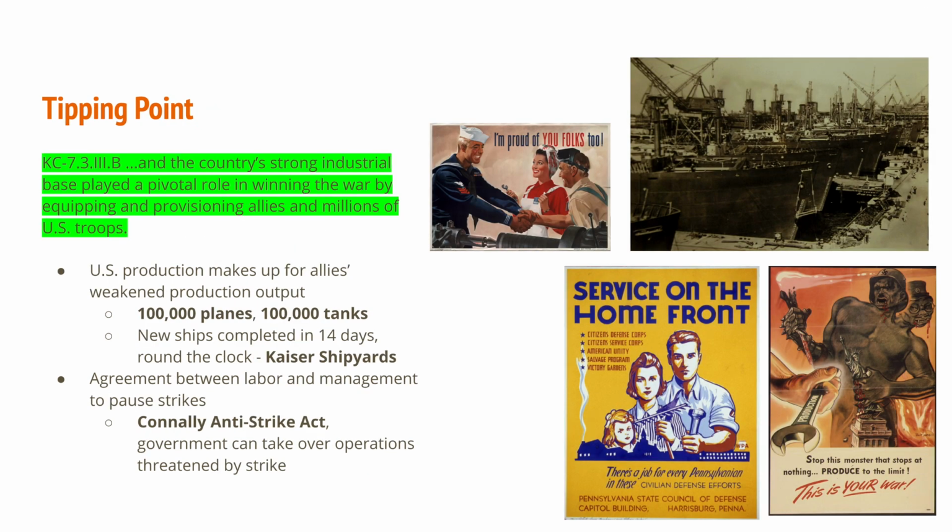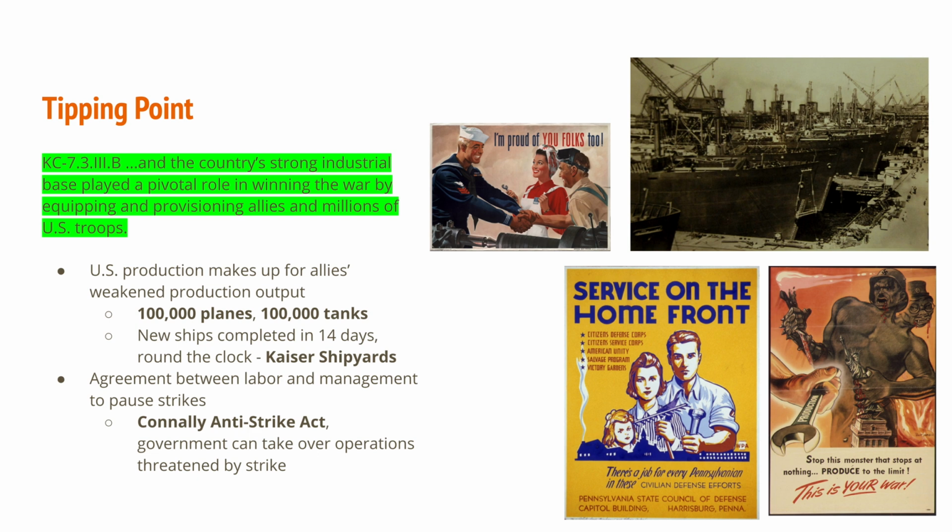So the country's strong industrial base played a pivotal role in winning the war by equipping and provisioning allies and millions of U.S. troops. So the U.S. production made up for all of the weakened production in Europe. Because European cities were the targets of bombing raids, the ability for factories in Europe to continue to produce war machinery had become weak. And so in the United States, having been out of the conflict for so long, we still had our infrastructure to output war machines. And during the war, we increased that capacity.